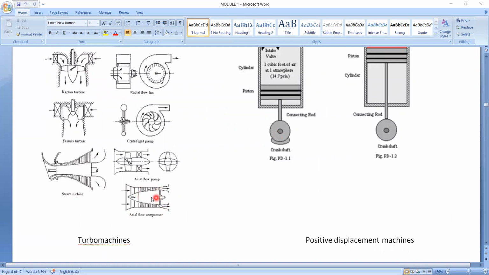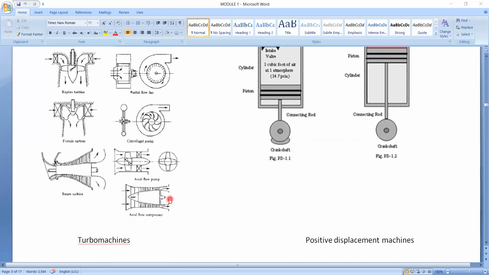This is a shaft, or this is a runner over which the rotors, the moving blades, are mounted on the periphery of the runner. So as the runner rotates, the suction is created at the inlet, and hence the air will flow in this direction, okay. So this direction is just parallel to the axis of rotation.